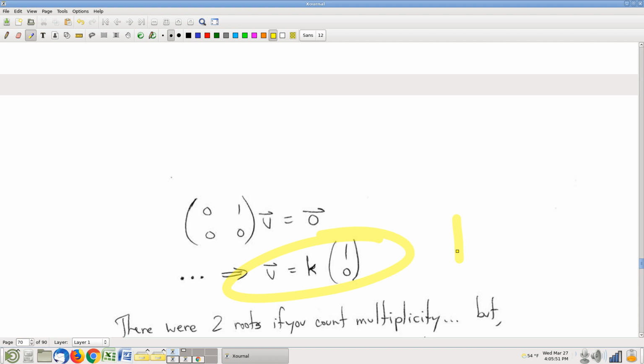So this is a big disappointment. This is going to cause serious problems for us later on when we're solving differential equations. This is a bummer. There are just not as many eigenvectors as you would hope in general.